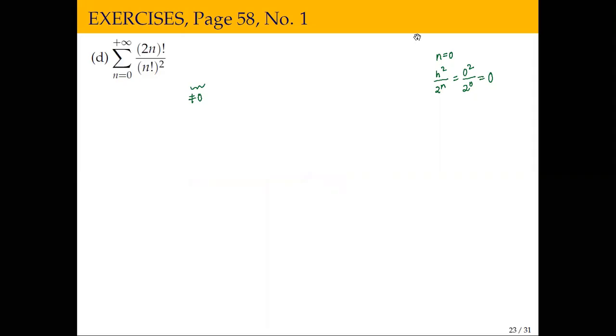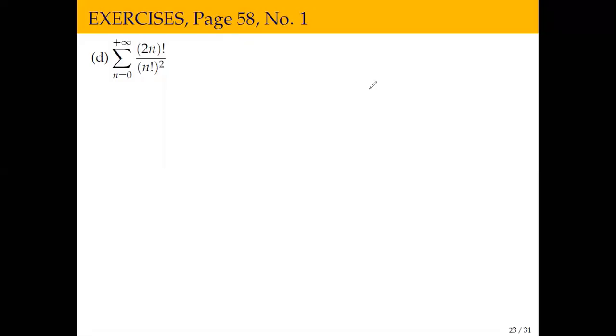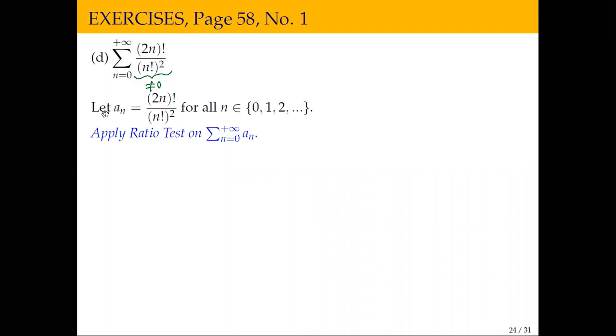Let's now answer letter D. We have this infinite series. If your n ranges from 0 to positive infinity, each term in here is non-zero, since factorials are never zero. Since that is the case, we can apply the ratio test. Let a sub n be equal to this one for all n. We can apply the ratio test in this infinite series since each term in this infinite series is non-zero.